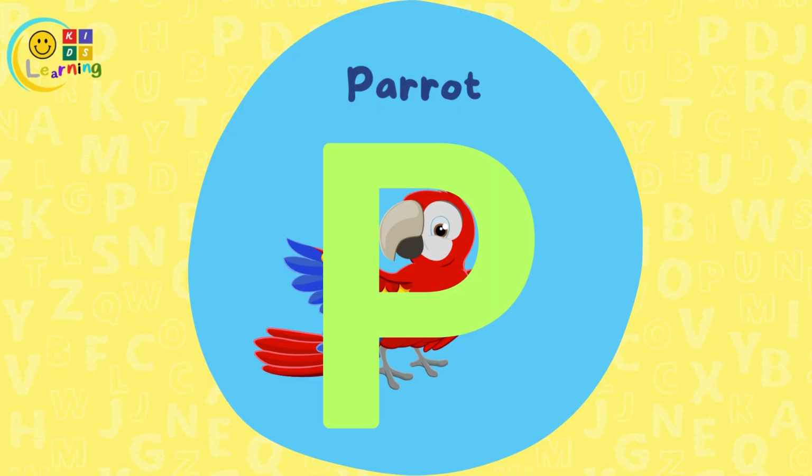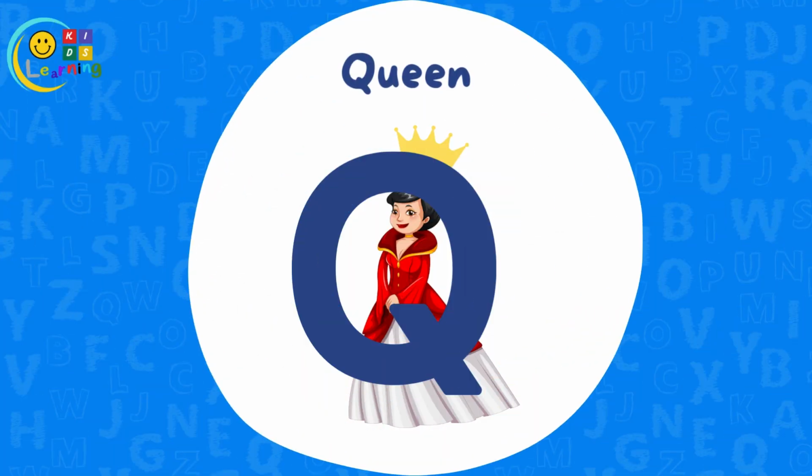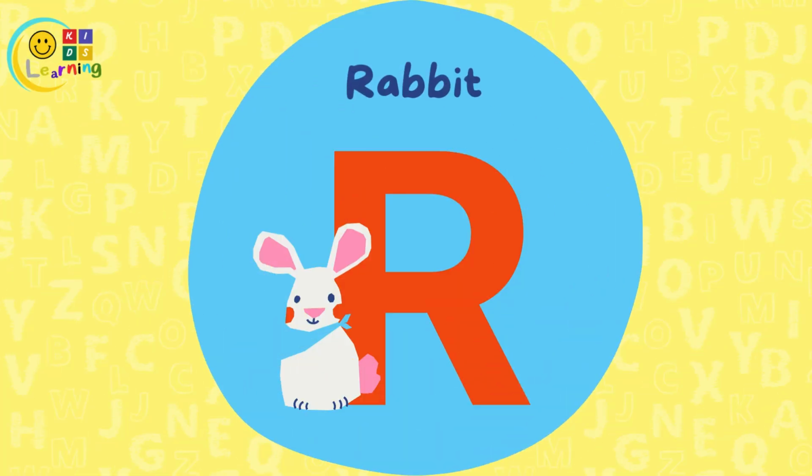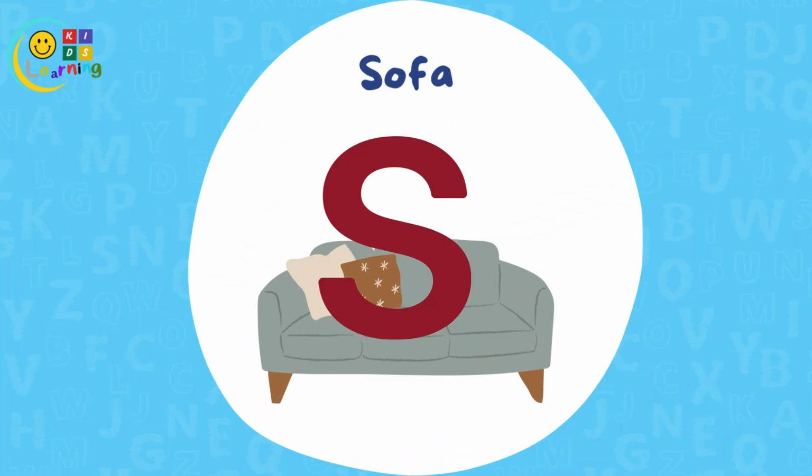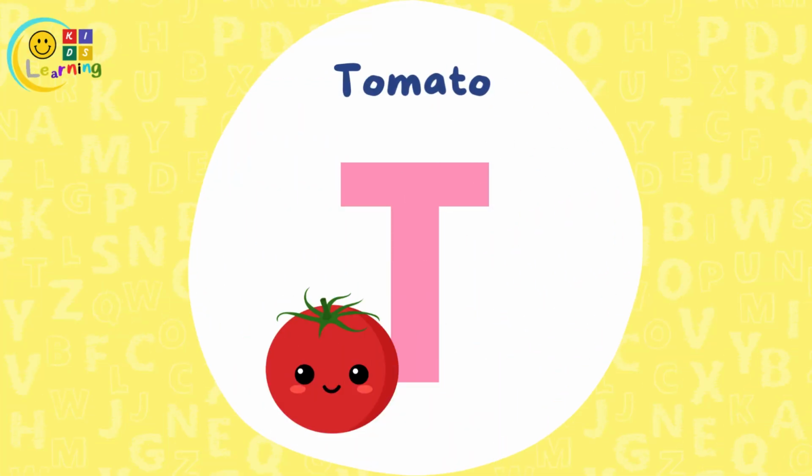P is for parrot. Q is for queen. R is for rabbit. S is for sofa. T is for tomato.